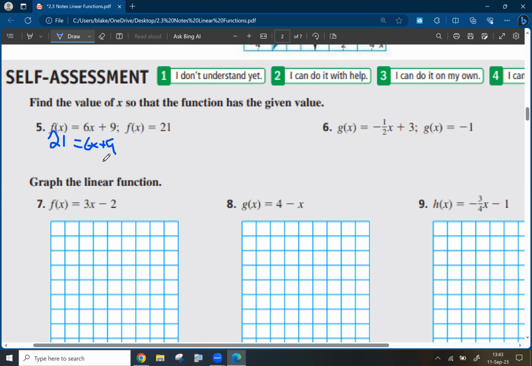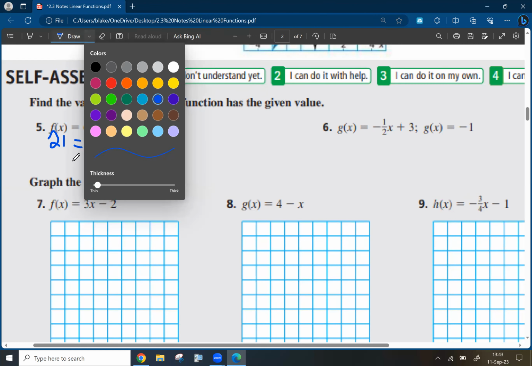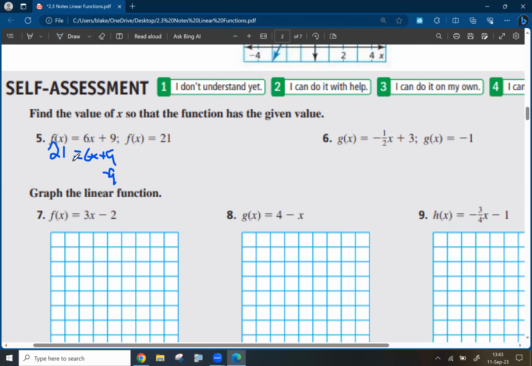And you solve. So you'll subtract 9 from both sides first. So minus the 9 will cancel this 9 out. Okay, yeah, so minus the 9 on both sides. 21 minus 9 is going to be 12. So this would end up as 12 equal to 6x. And then of course you divide by 6, and you're going to end up here with x equal to 2 when you're done, because 12 divided by 6 is equal to 2.